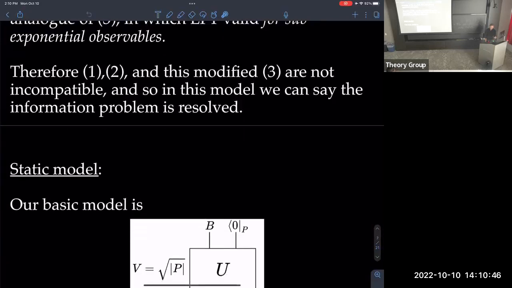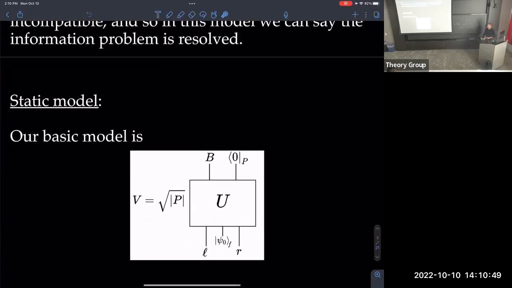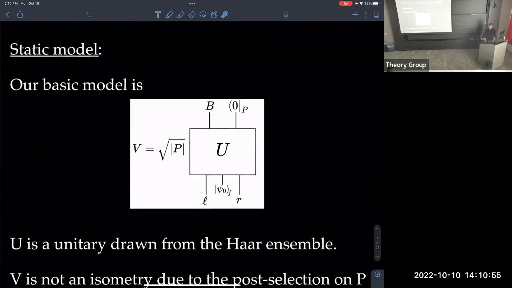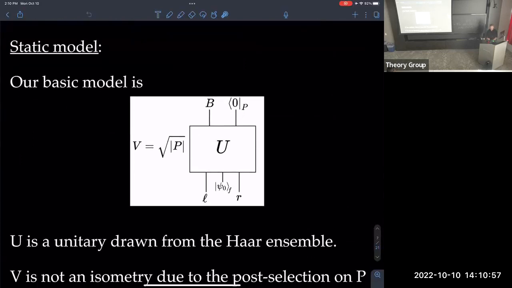I'm going to now dive into our basic model, which is the static model. So here I'm just defining V for you. And this is it. Remember, V is supposed to be a map from little l, little r, to capital B. What this map does is we first append some system little f in some state that we'll call psi naught. That's just there for generality. You don't have to worry about it. You could have it there, you could not have it there. So we append this little f, then we act some unitary on them. This unitary will be drawn at random from the Haar ensemble.